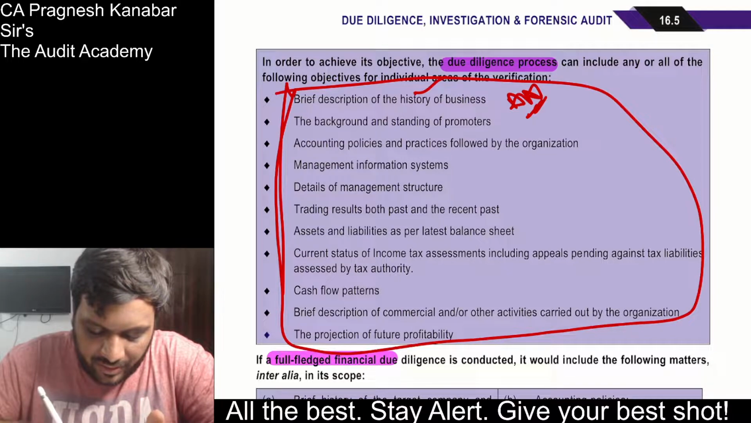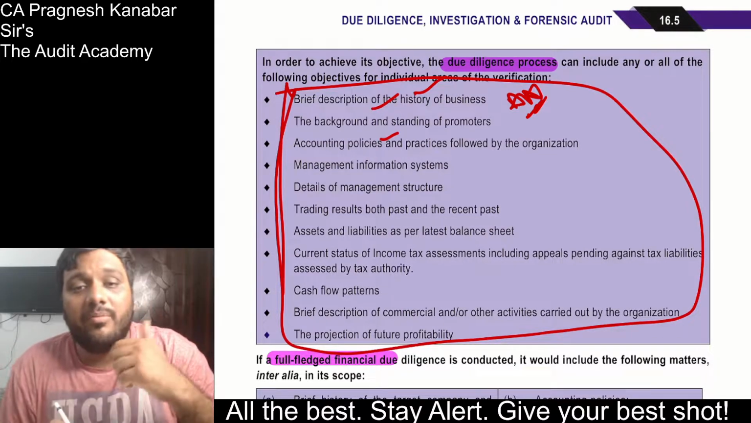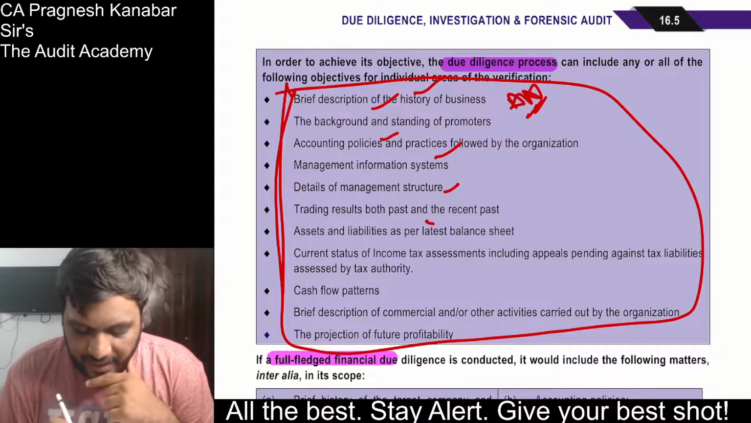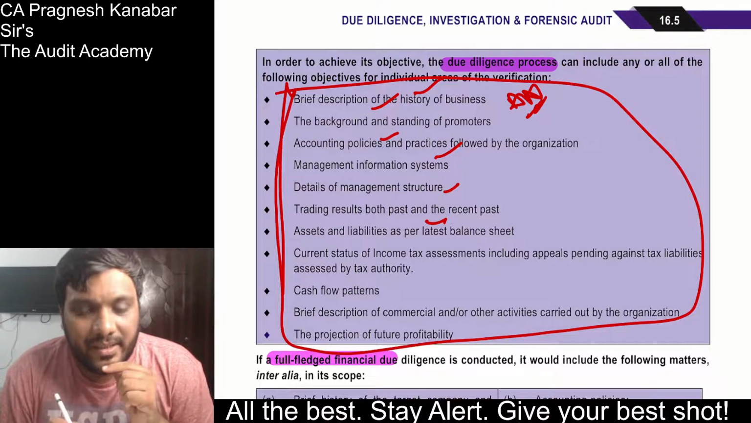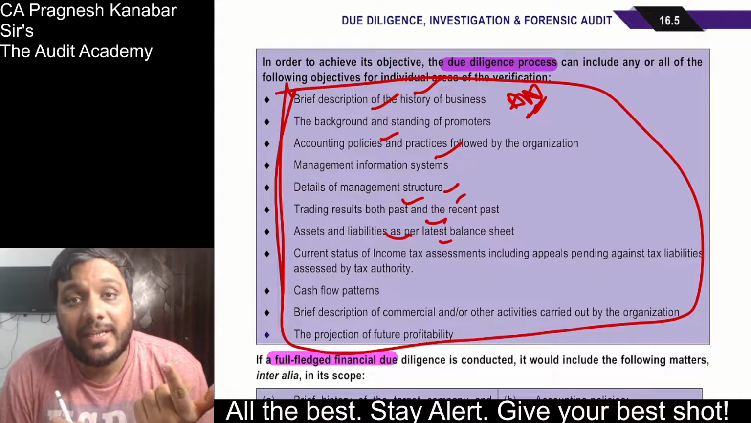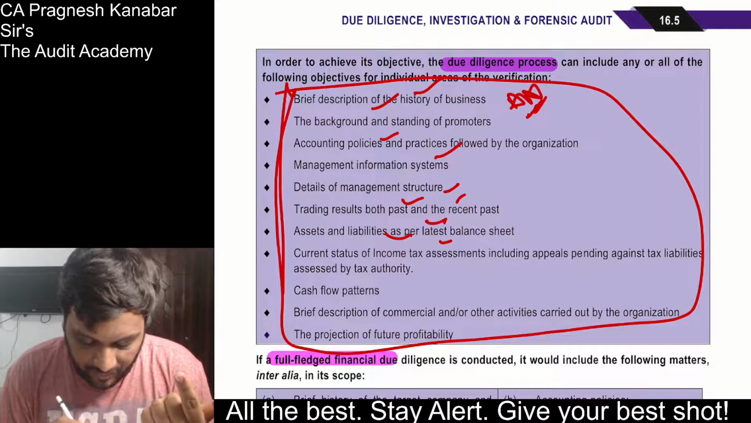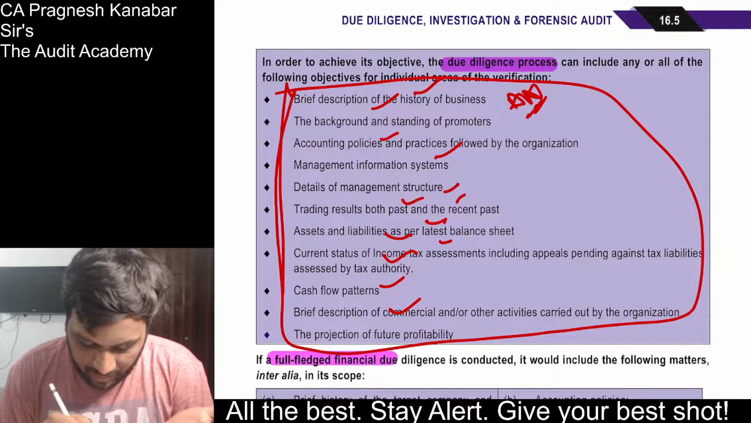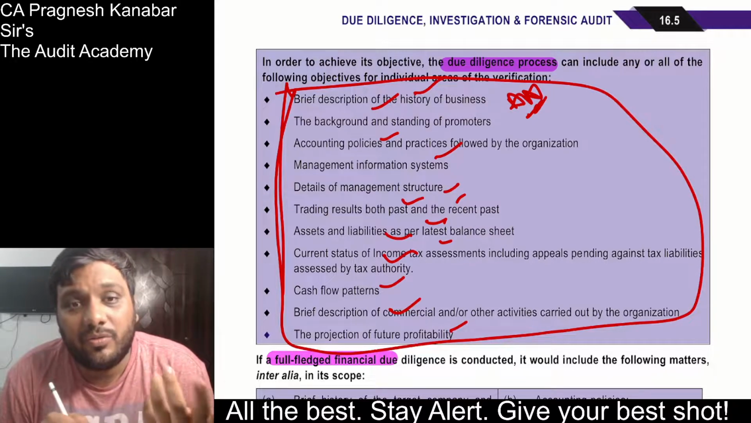Now look at this: history, background, their accounting policies used, what the information systems are, what the structure of the management is, then what the trading results are, past and future, what is expected, the recent past, assets and liabilities as per the latest balance sheet, what the current status is, what the cash flow patterns are. All right, then what their commercial activities are, what their future profitability is.